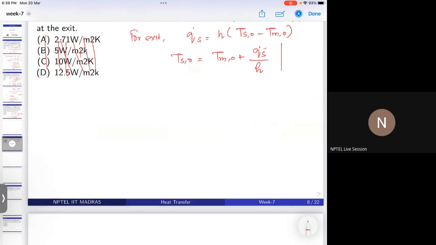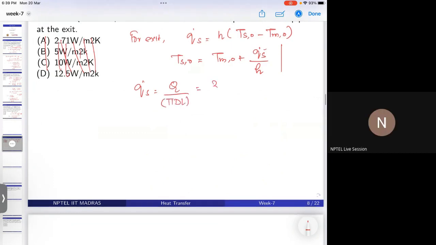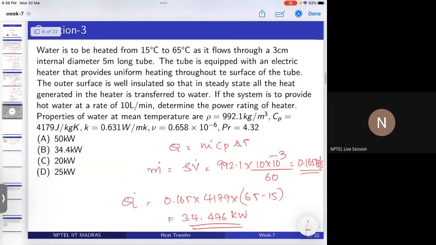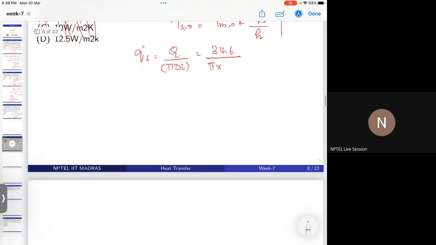How can we find out the heat flux? That we have already calculated above. Yeah, that is the heat transfer rate. It's not heat flux. Just divide the rate by the surface area. Yeah, by pi D L. So q dot s is equal to Q divided by pi D L, or the surface area. Yes, sir. That is 34.6 divided by pi into what is D? 3 centimeters and 5 meter long. So can you please find out what is this heat flux?